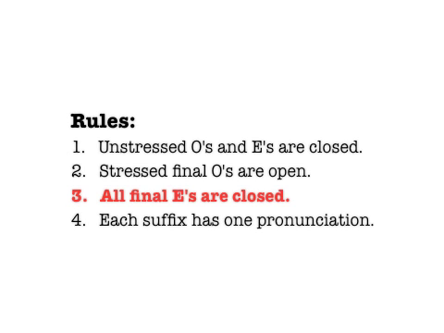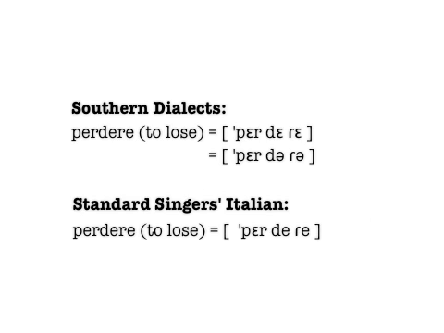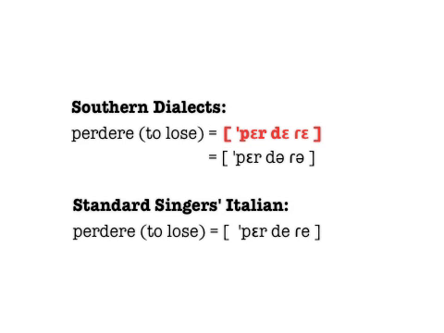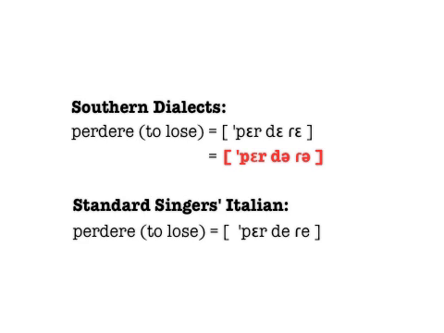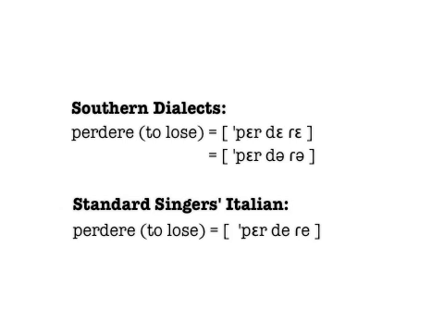The third rule is that all stressed final E's are closed. That means that all final E's are closed, since all unstressed E's are closed anyway. This is a major point where Southern dialects differ from standard Singer's Italian. In a Southern dialect, you'll tend to get pronunciations like perdere, when the standard pronunciation is perdere, with the closed E's on the unaccented syllables. In some cases, you'll even get something like perdere, where the unaccented E's turn into schwas.